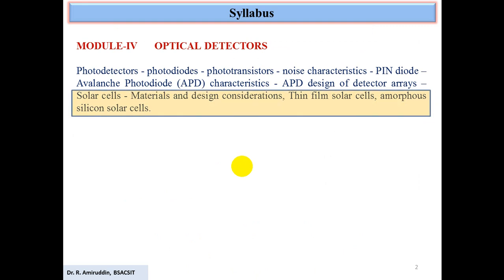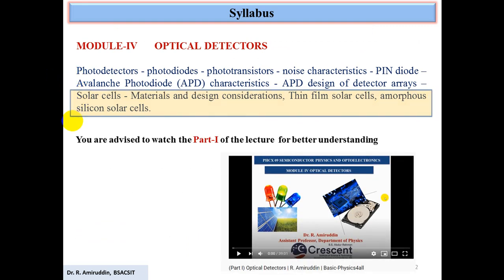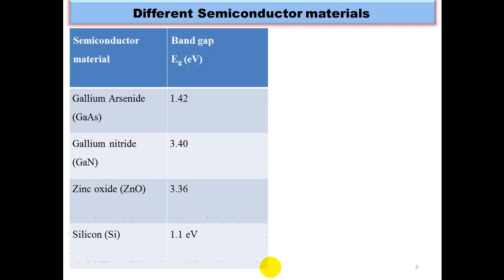The first part of the module based on optical detectors has been discussed in the first part of the lecture, and today we are going to discuss the second part, which is based on solar cells, the materials and designs, and its types. So a gentle reminder, if you have not watched part 1 of the lecture, you are kindly requested to visit the first part of the lecture, which is available online. So let us start discussing these solar cells.